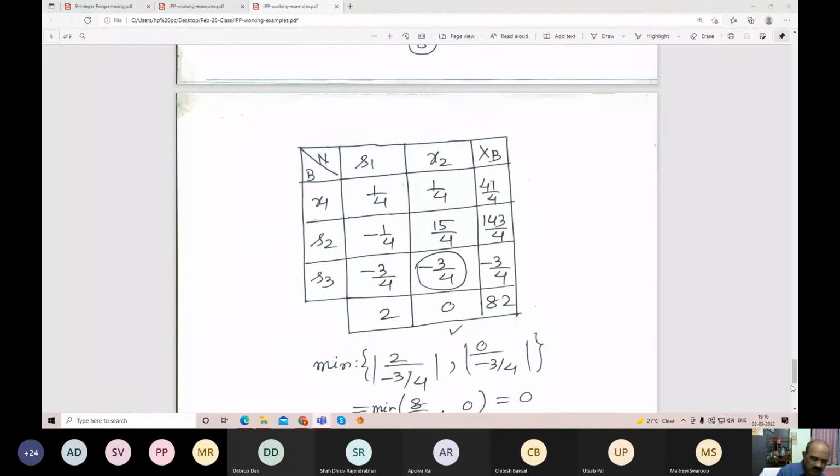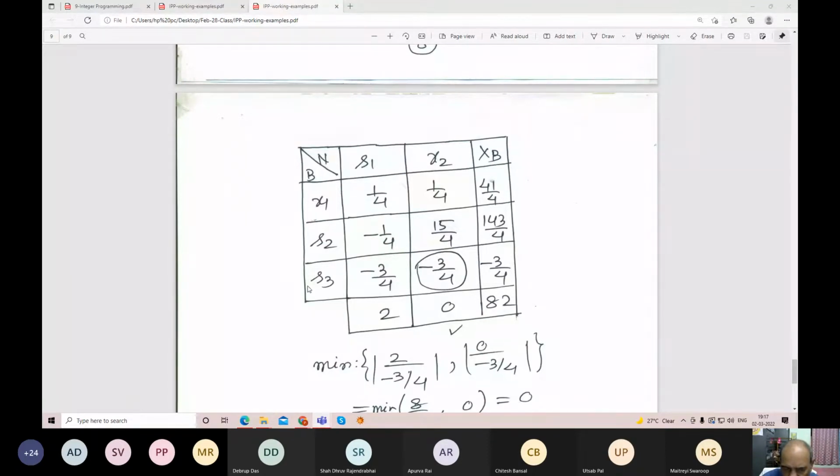Once we include it in this manner, we check whether the problem is feasible. Suddenly it is not feasible; it is an infeasible problem. So once we find an indication of infeasibility, because the slack variable cannot be negative, it has to be positive, we apply the dual simplex method with respect to minus 3/4. S3, the basic variable, will become the non-basic variable.